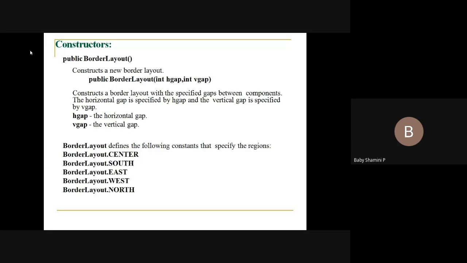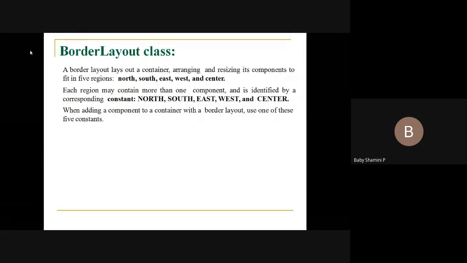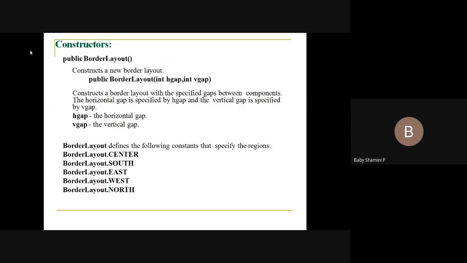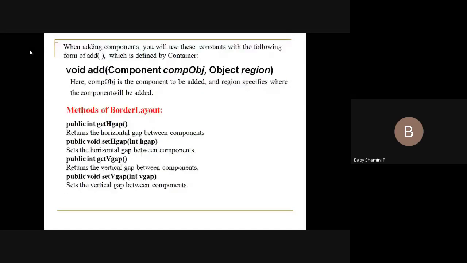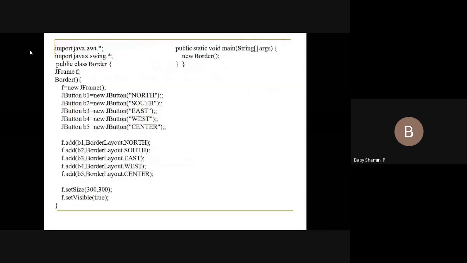If you want to create 5 different regions, we have to go for the border layout class. It contains north, east, south, west and center regions. Wherever you want to insert a component, you can insert. For that we have to use the method add. Here I have 5 buttons, 5 components. Next, I am going to add all the 5 components into 5 regions, with the method f.add(b1, BorderLayout.NORTH), b2 comma BorderLayout.SOUTH.